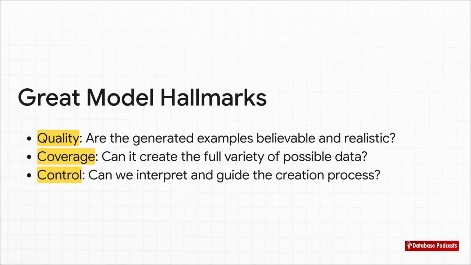And finally, control. This is where it gets really cool. Can we actually interpret what those latent variables represent and use them to guide the creation? Imagine being able to find the variable for fluffiness and just turn it up like a dial to create an even fluffier cat. That's the power of having an interpretable latent space.